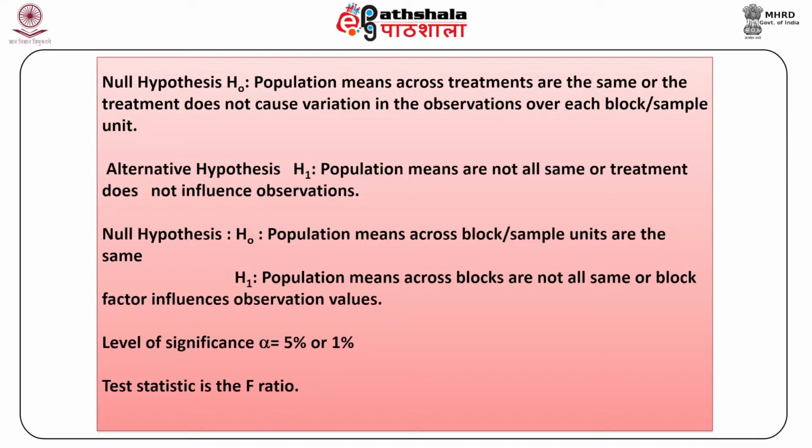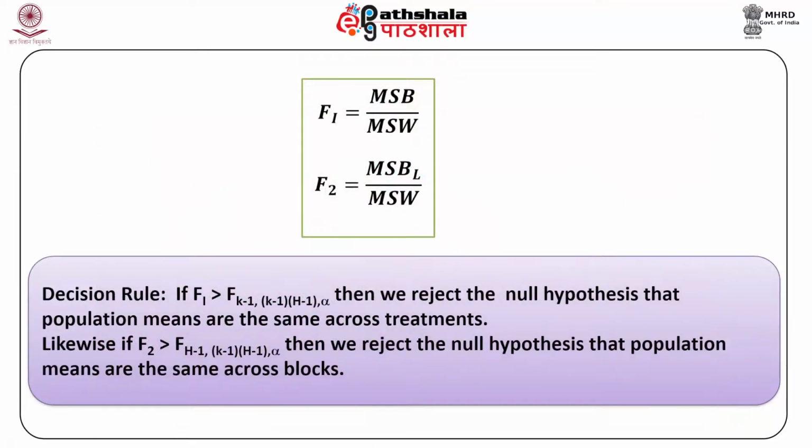Let's again take level of significance alpha equal to 5% or 1%, and the test statistic is the F ratio. We have already learned that we may have two F values, F1 as MSB upon MSW and F2 as MSBL upon MSW. F1 is the calculated F value for the first set of hypotheses, and it is compared with the F table value with k - 1 and (k - 1) into (h - 1) degrees of freedom for numerator and denominator respectively at a chosen level of significance, which could be 5% or 1%. Similarly, F2 is the calculated F value for the second set of hypotheses and is compared with the F table value with h - 1 and (k - 1) into (h - 1) degrees of freedom for numerator and denominator respectively at a chosen level of significance.